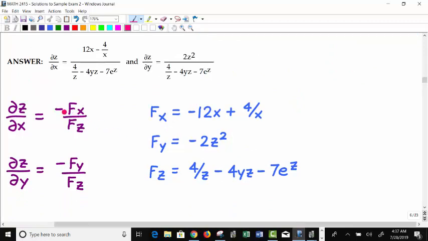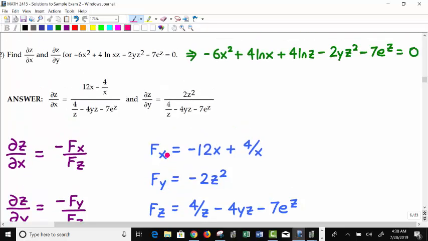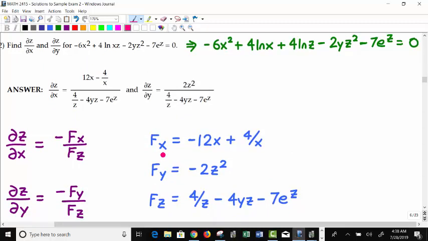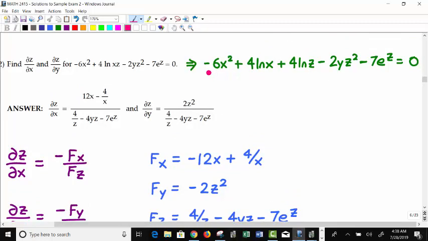So here are the formulas you need. It's the negative of fx over fz for the zx partial. For the zy partial, it's negative fy over fz. So both of these answers have the exact same denominator. So let's look at this function then. The derivative with respect to x, negative 6x squared will be negative 12x. 4 ln of x will be 4 over x. None of the remaining terms have an x, so they're all 0.